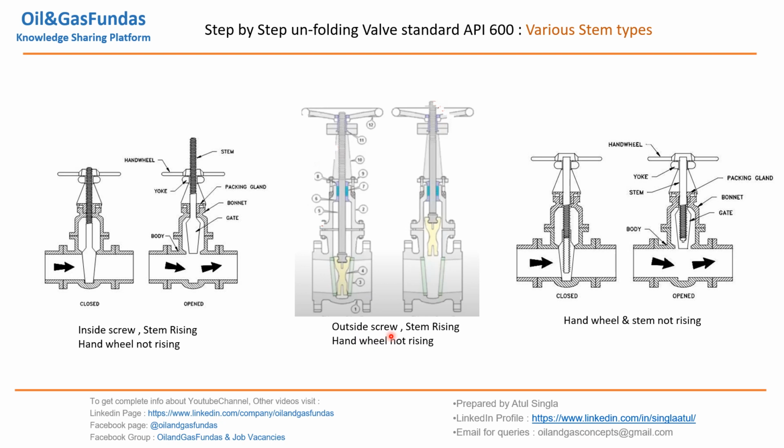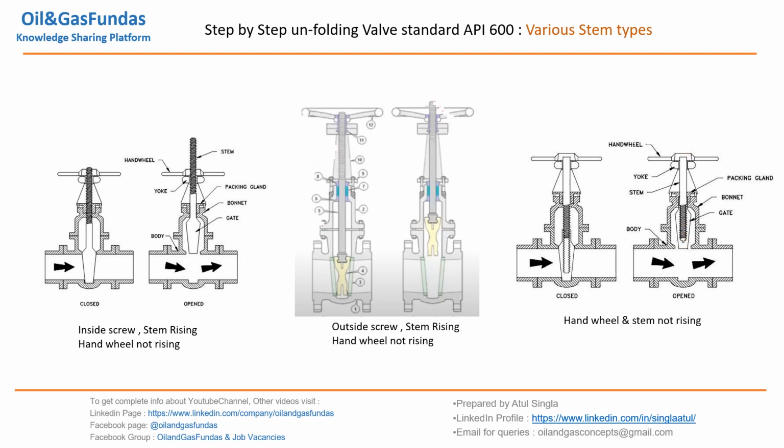If you see here, outside screw, the screw is not entering into the pressurized part where fluid is moving. Stem is rising, hand wheel not rising. Same here, the hand wheel is staying there, but the stem is rising. The only difference between the two is that the screws are outside the pressurized system. It is coming inside, this is outside. So this is the only difference between the two. The third type is hand wheel and stem both not rising. Here the screws are inside the gate, and when it is in closed position, the stem is inside the gate. When it is in open position, the stem is still inside the gate, but it is not rising out.